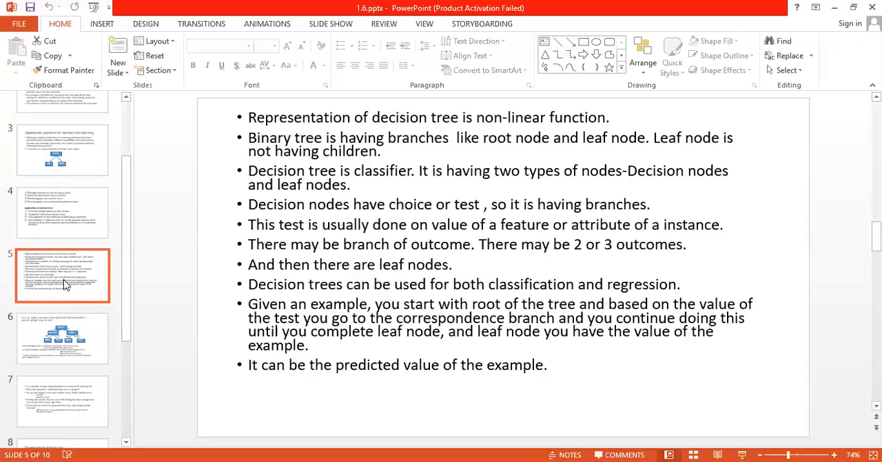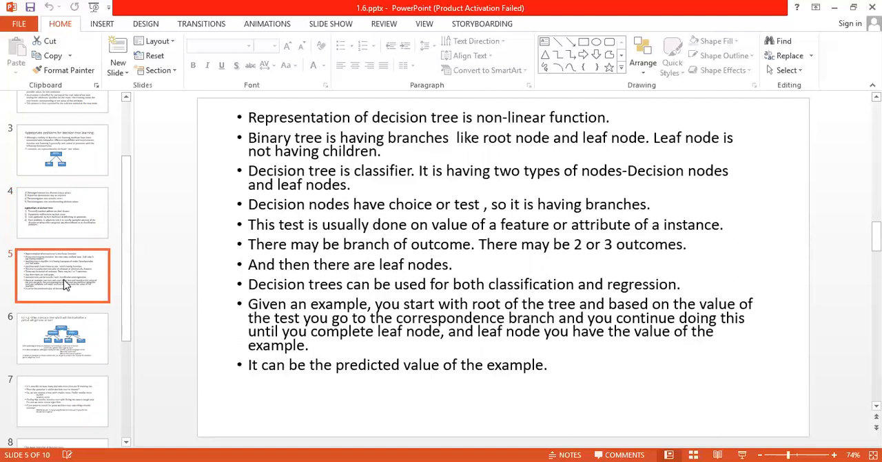So the representation of a decision tree is a non-linear function. A binary tree has branches like root node and leaf node. As I said, a leaf node does not have any children. A decision tree is a classifier. It has 2 types of nodes, decision node and leaf.